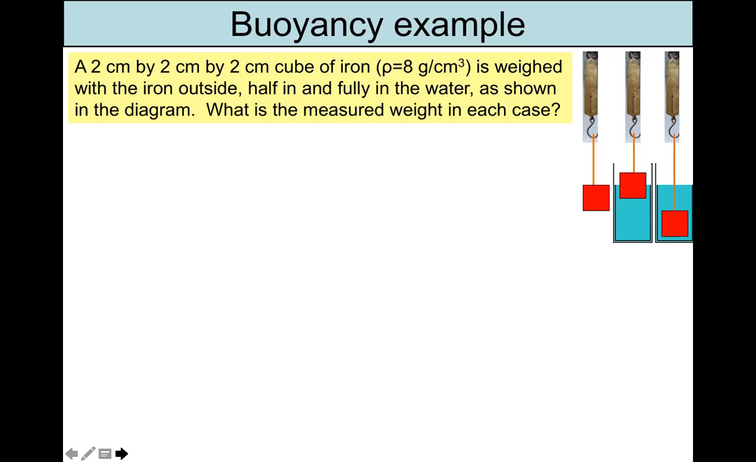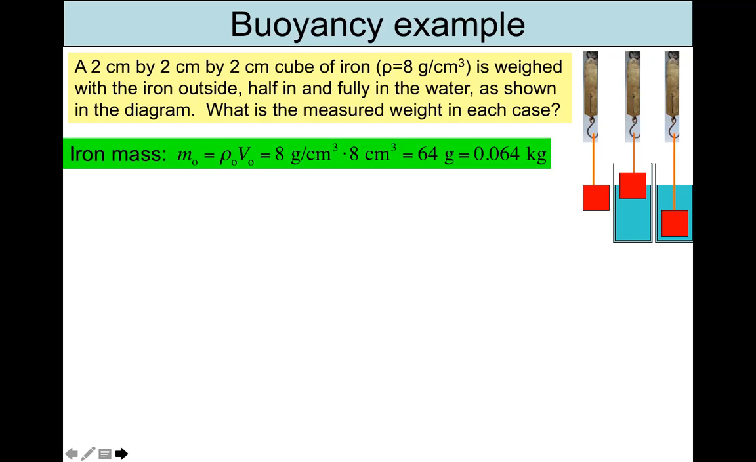So the exact number that you measure will be the original weight minus whatever extra support you're getting. That difference will be what you measure. So let's look at the calculation for each one of them. Here we're looking at a cube of iron. We can calculate the mass of that iron using density times volume. Density is given in grams per centimeter cubed, and the volume is simply 2 to the power 3, 8 centimeters cubed. So I have 64 grams.